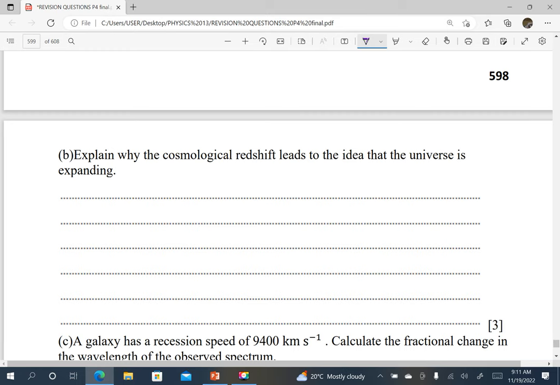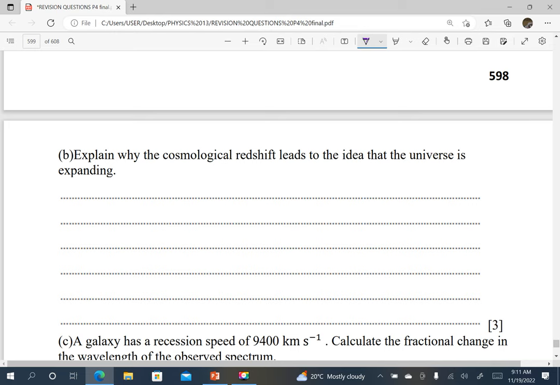Remember, red corresponds to the longest wavelength. Therefore, it implies that the galaxies are moving apart. The redshift shows stars in distant galaxies are moving away from the Earth, even faster. Therefore, the universe must be expanding.